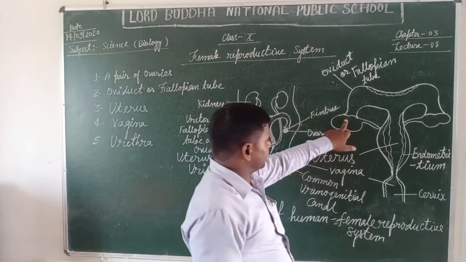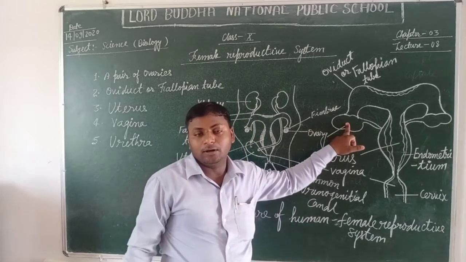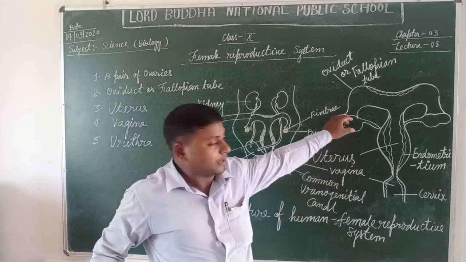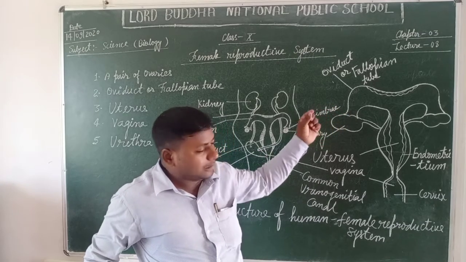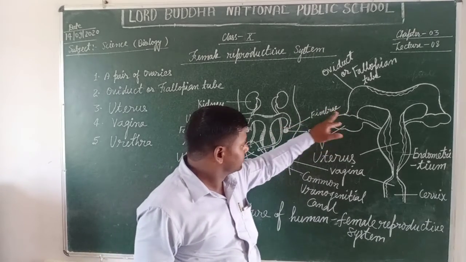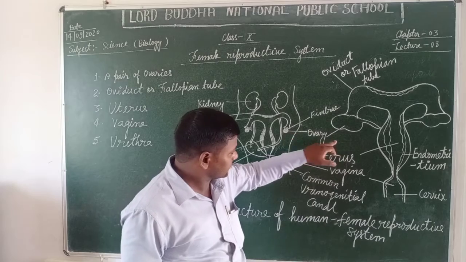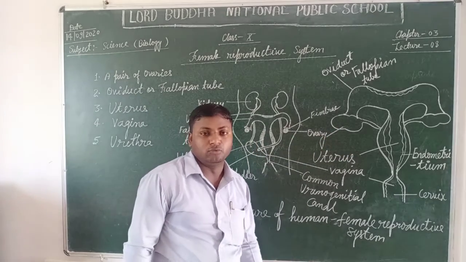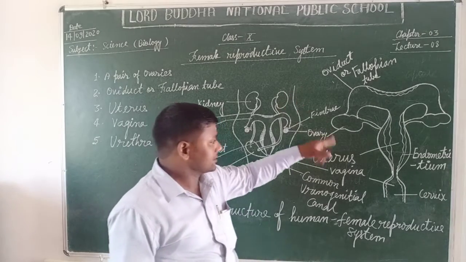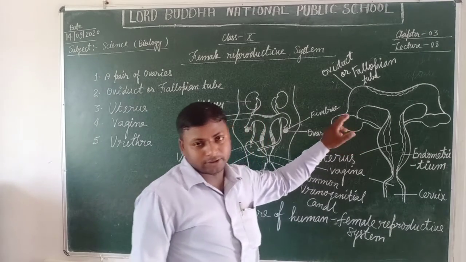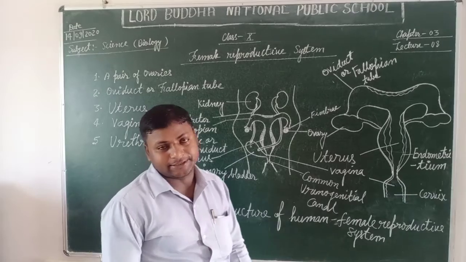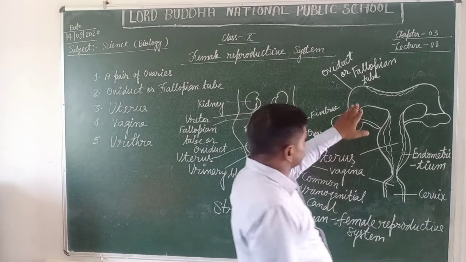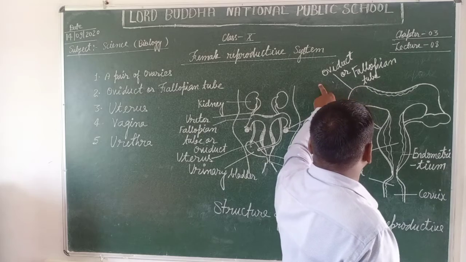Students, this is the ovary, a flat almond shaped structure about 3 centimeter long, 1.5 centimeter wide and about 1 centimeter thick. Its main function is the formation of ova by the process of ovulation, after the secretion of progesterone hormone. This is the students' oviduct.